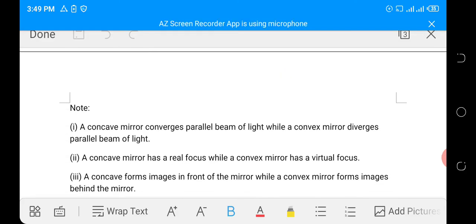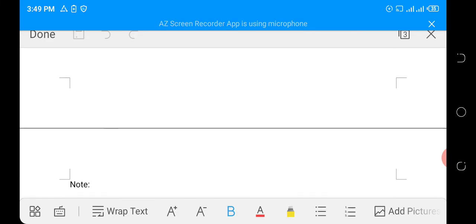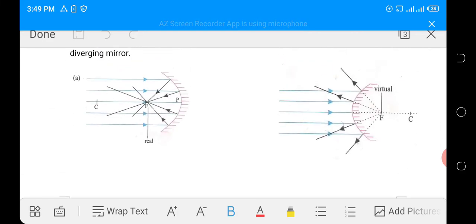Let's look at point number 2 that we should take note of. A concave mirror has a real focus, while a convex mirror has a virtual focus. What do they mean by this? Let's go back to the diagrams. When the parallel beam of light strikes the mirror, they are all brought to the principal focus. The rays actually intersect at that point. That is why the focus is real.